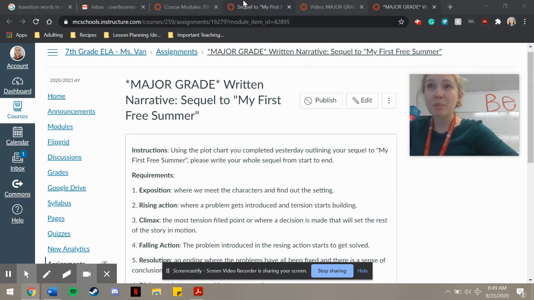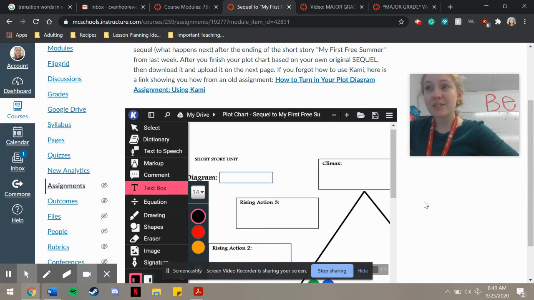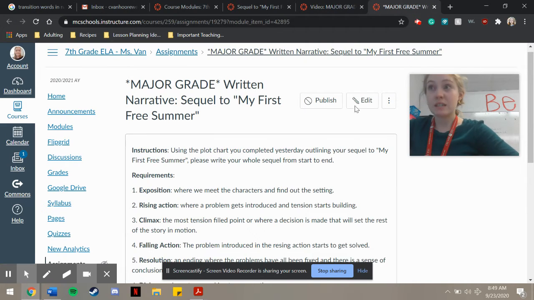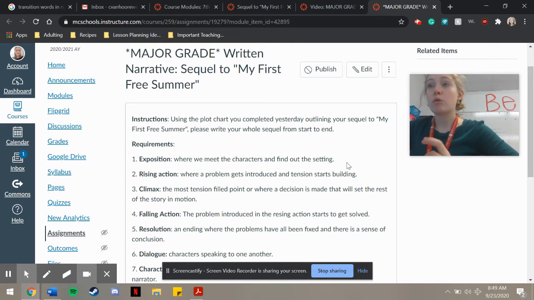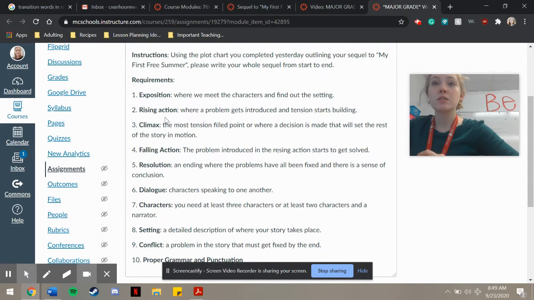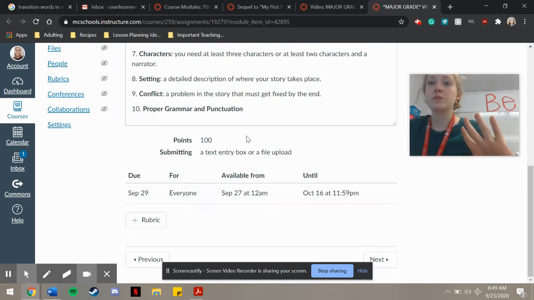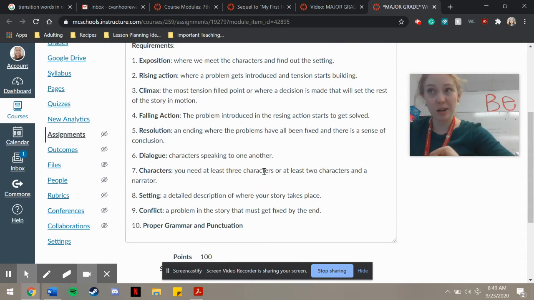Using the plot chart that you completed yesterday, outlining the events that you want to take place in your story, you're going to write that story as a full essay. Here are the instructions and the requirements. Your requirements are here, all 10 parts. Each part is worth 10 points. If you have all 10 of these things, then you'll get 100 out of 100. It's worth 100 points because it's a major grade.